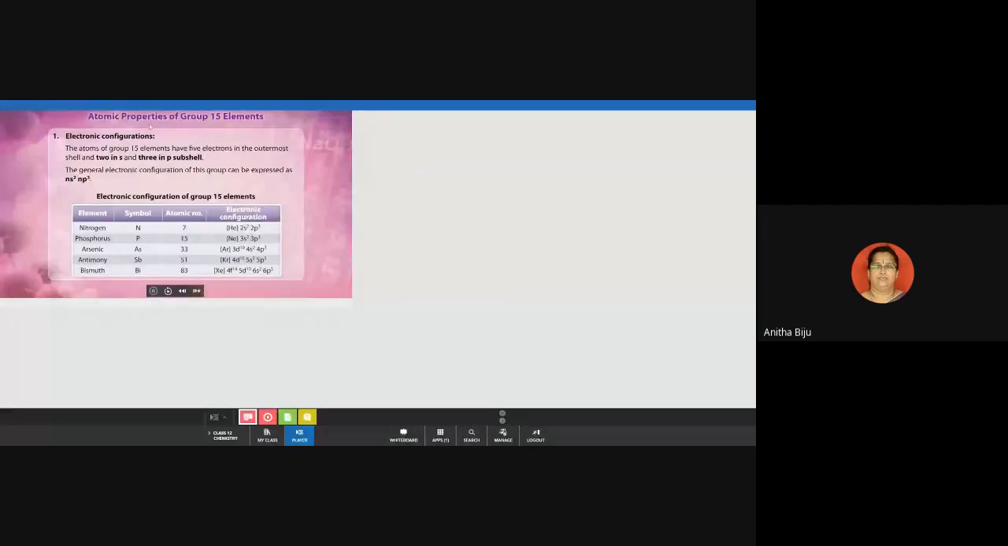Atomic properties. In between, if you have any doubts, you can unmute yourself, tell your name and ask the question. Okay, relevant to the topic.